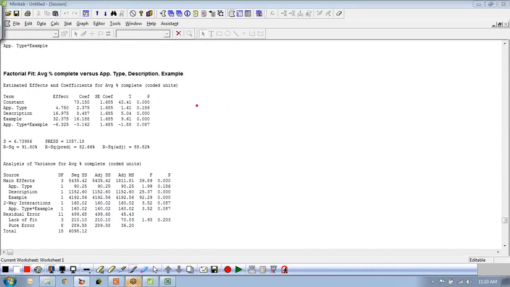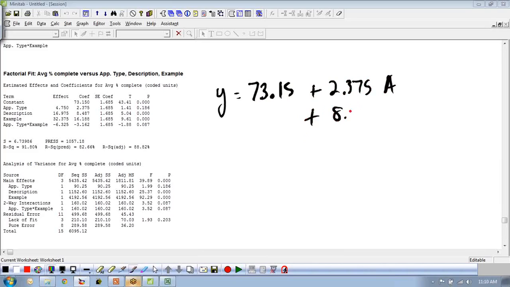And here now I've got a model that I'm going to read off to you. It's going to be y is equal to 73.15, I'm abbreviating a little bit, plus 2.375 times A. You see it's not a very big thing there, plus 8.487 times C, plus 16.2 times D, plus a negative 3.162 times AD.